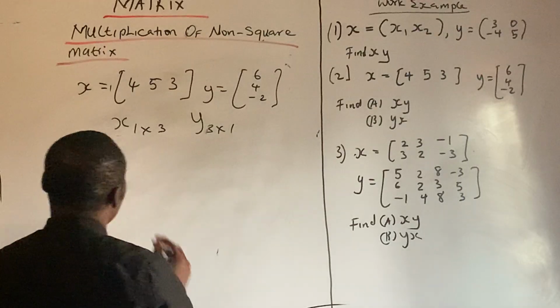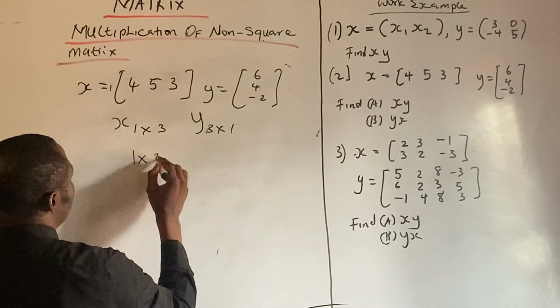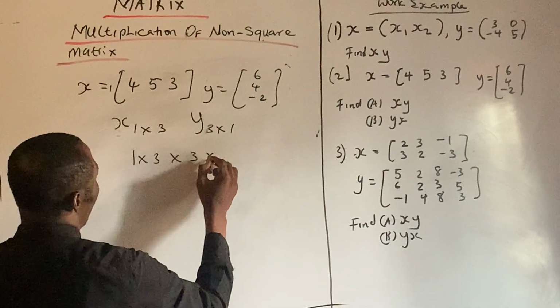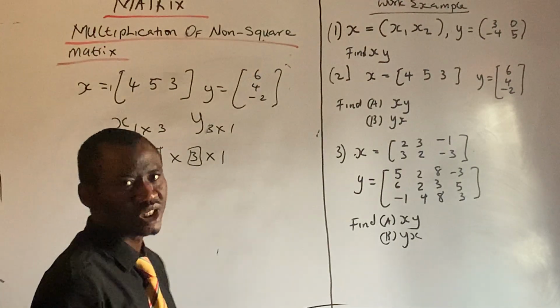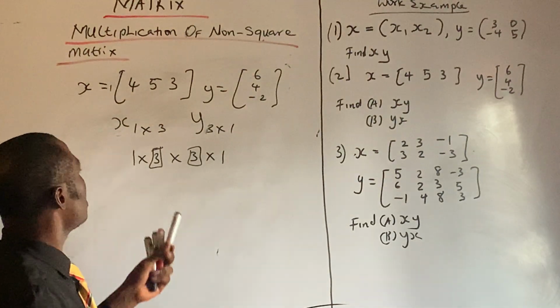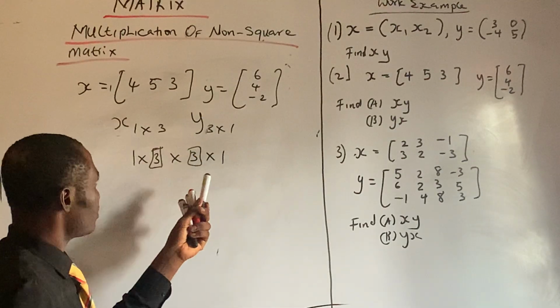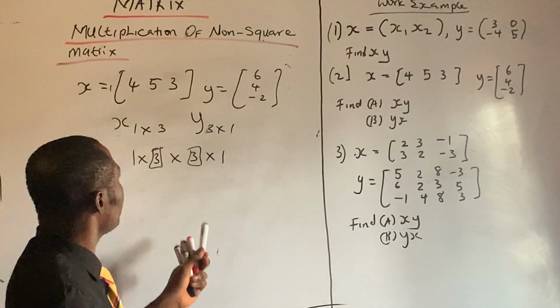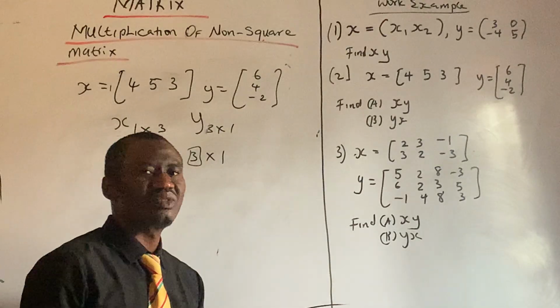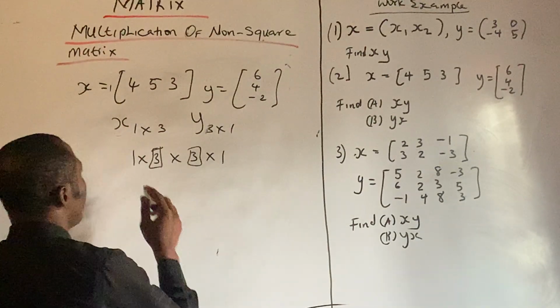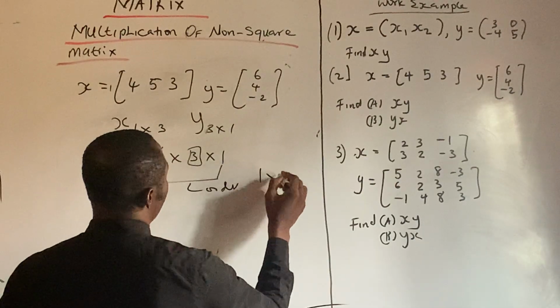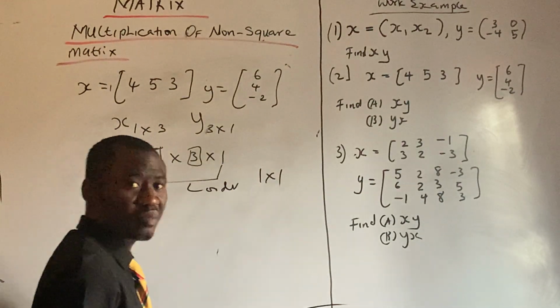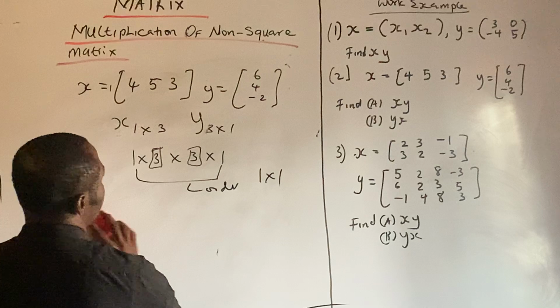So what do we do? Now what we have is a 1 by 3 matrix multiplied by a 3 by 1 matrix, which means that the operation is possible, because the columns of the first matrix and the rows of the second matrix are the same. And the order of the answer is a 1 by 1 matrix. So let's clean up the board and let's find the answer.